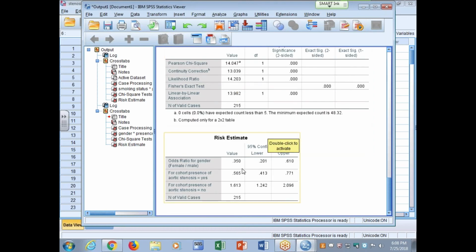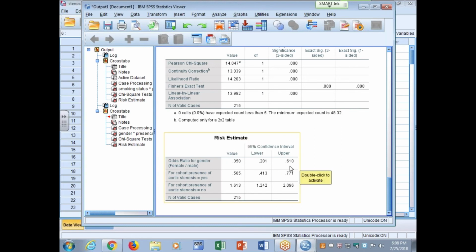Let's take a look at our risk. Our odds ratio for females is 0.350, right? So 0.350 is less than 1, which means being a female is protective, reducing your odds of having aortic stenosis. And same thing for relative risk. You're about half as likely to have stenosis if you're a female versus a male. So here's a situation where the exposure of being female makes stenosis less likely, and this odds ratio comes out to be a number smaller than 1.